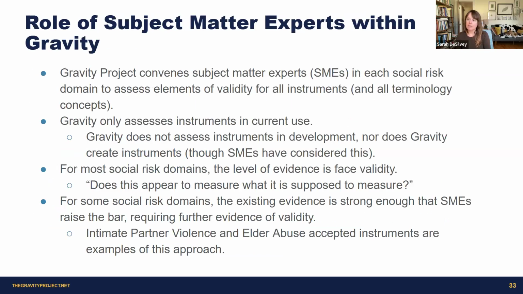So Gravity Project, as part of our evidence-based process, we approach evidence from multiple pathways. We convene subject matter experts in every social risk domain. And that means food insecurity experts, transportation insecurity experts, housing instability, homelessness, and inadequate housing experts. You know, utility insecurity we just kicked off, and now we have experts in incarceration status and language access. And that is how we ground ourselves in the evidence.